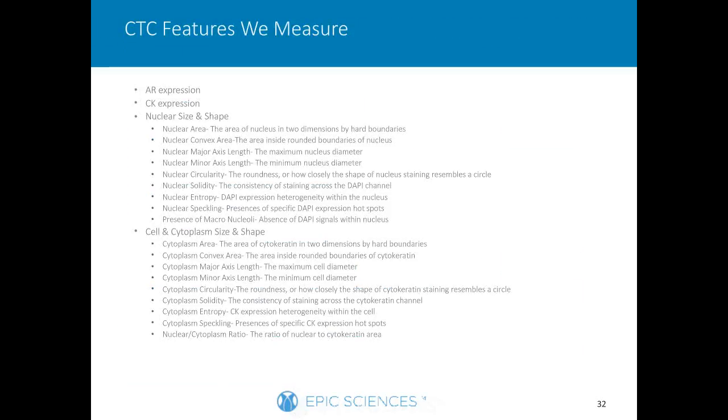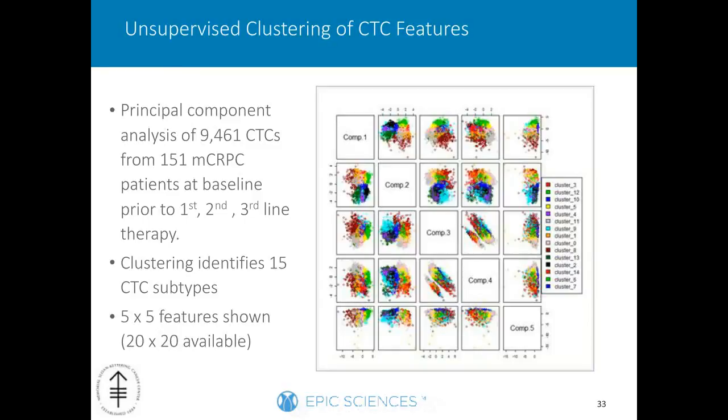And so going back a step, these are some of the measurements that we take on each cell. So we look at the nuclear area, nuclear convex area, we look at the circularity, what the nucleus looks like, what does the DAPI staining look like, is there nuclear speckling, are there macronucleoli? So clearly we're looking at a lot of different features here, and this is going to paint a much more detailed picture of what the clonality looks like.